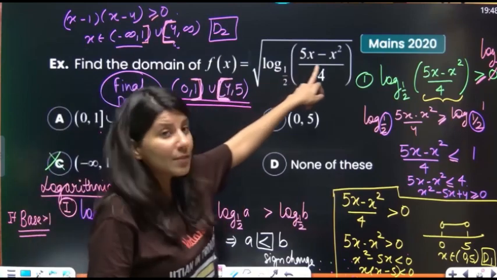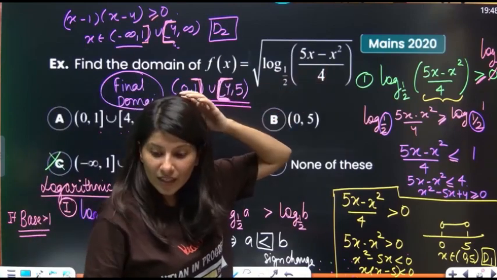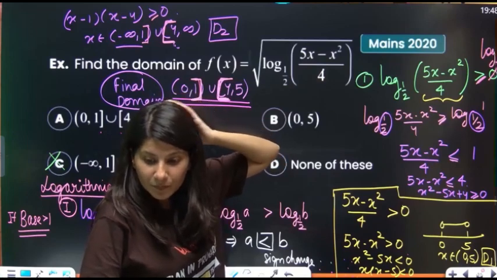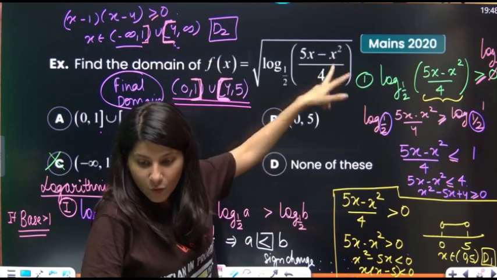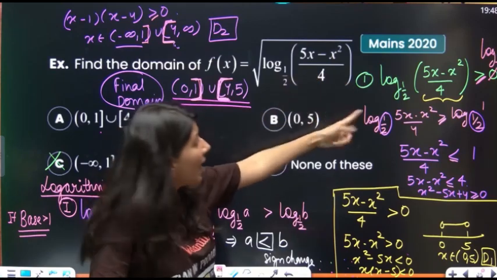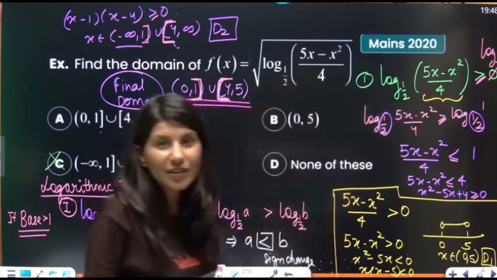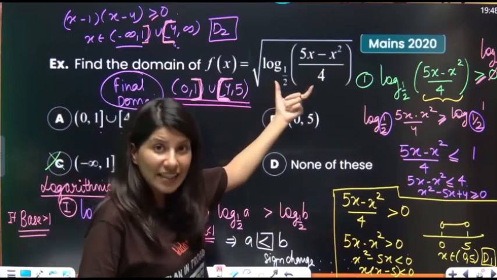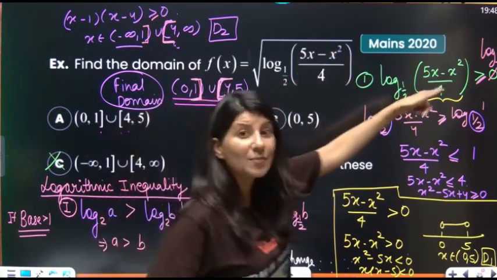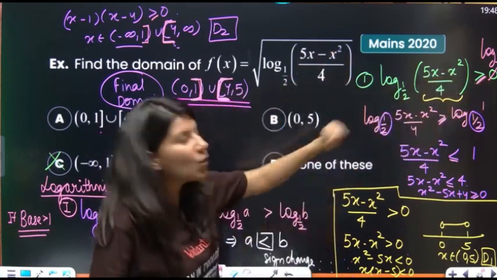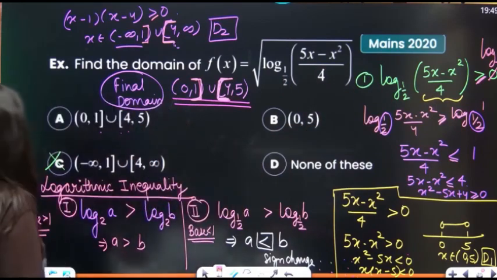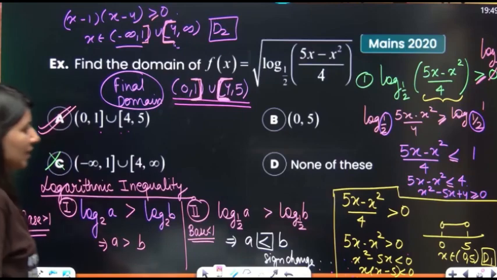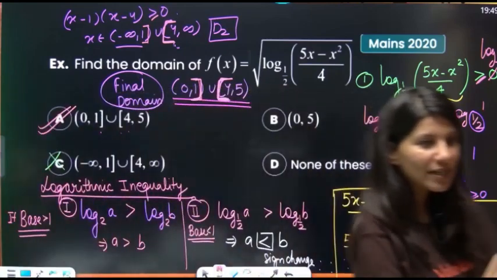I just substituted x equals 1. I was checking it, and then I realized I just missed that equal to sign over here. The square root of anything, that expression will always be greater than or equal to 0. So now I think option A is correct. Everybody getting it? Good question, JEE Main.